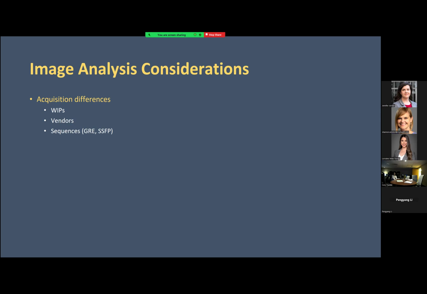But in the process of the life of a WIP, it will change several times before it becomes product. And so you want to be aware of, if you're using a WIP, what version of the WIP you are using. Are you comparing different WIPs to each other if you're doing multi-center work? Just something you need to be cognizant of.